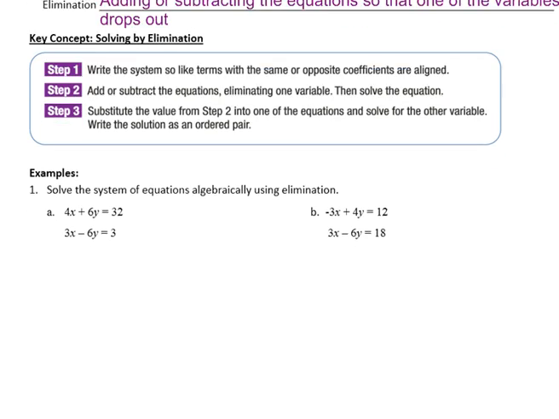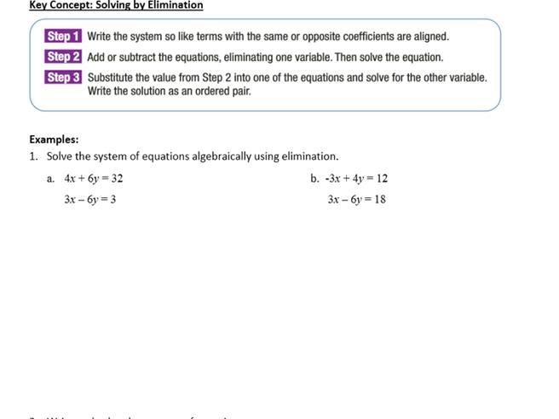So if we take a look at this, in order for a variable to drop out, it has to have the same coefficient but opposite signs. See up here it says that, and we're going to have those aligned. That means they're going to be one on top of each other. So when I look at my two equations, I have 4x, 6y, I have 3x minus 6y. I notice that the y's have the same coefficient, but there are opposite signs in front of them. So I can now add these two equations together.